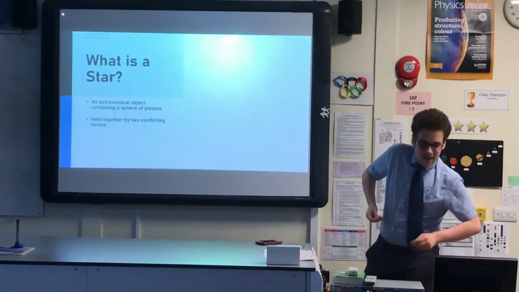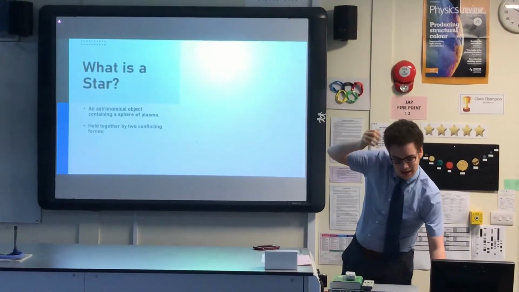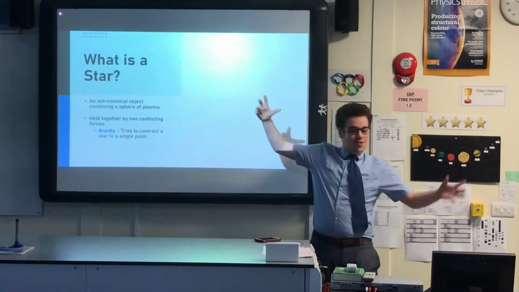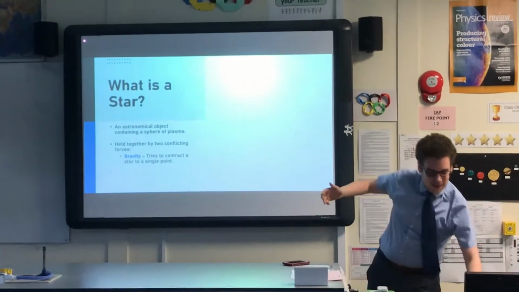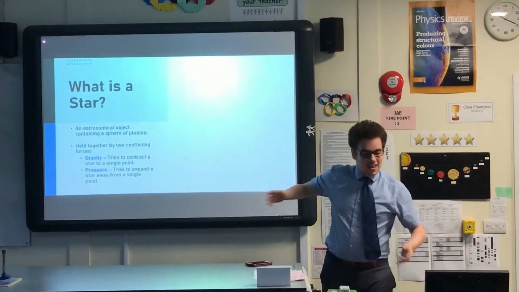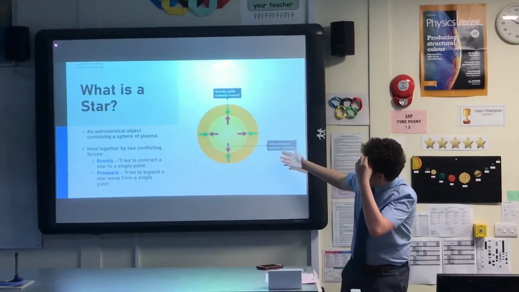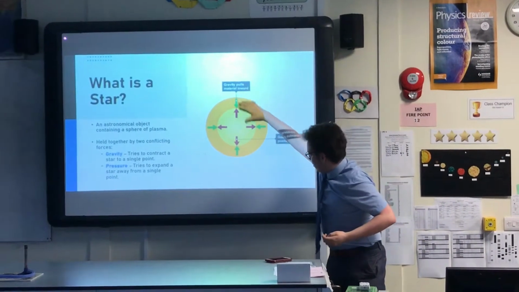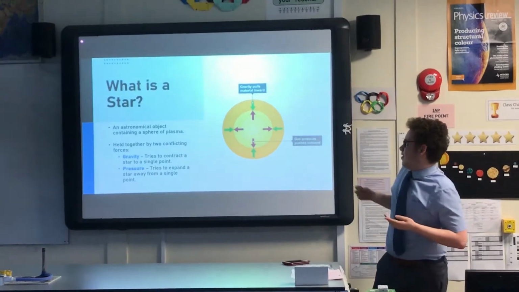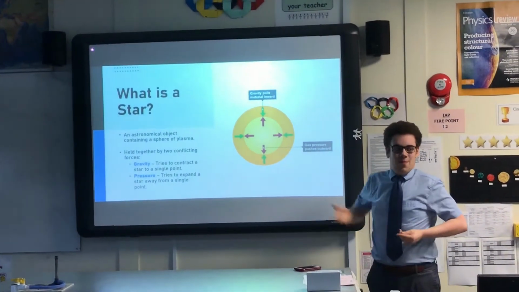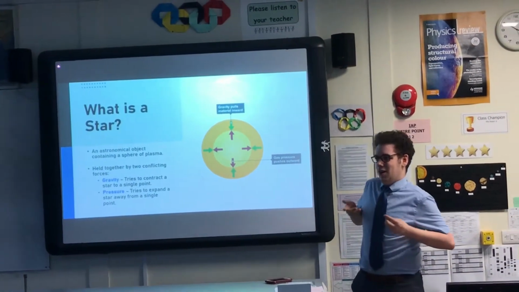Now, a star is held together by two conflicting forces. We have gravity, which is trying to contract the star into a single point. And opposing that, we have pressure that tries to expand the star away from that point. So we have a diagram here of these conflicting forces trying to squish and stretch the star, and the star is basically like a constant fight between these two, which the star is normally in something called a hydrostatic equilibrium.